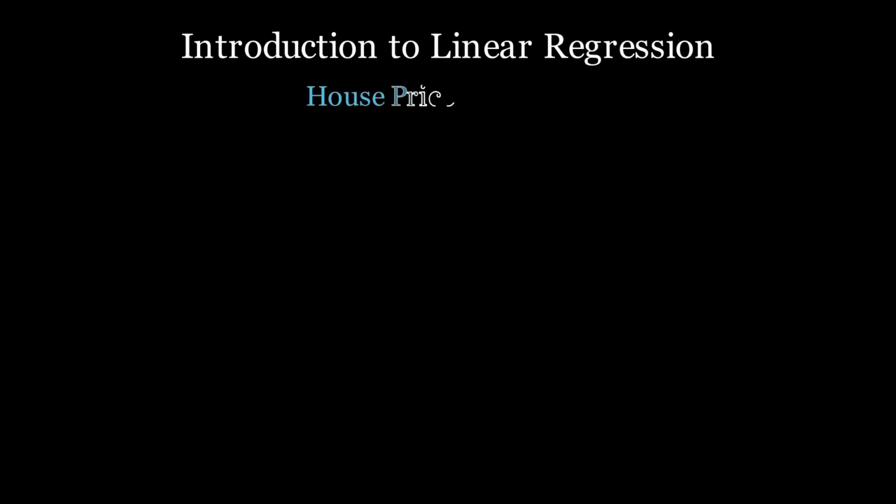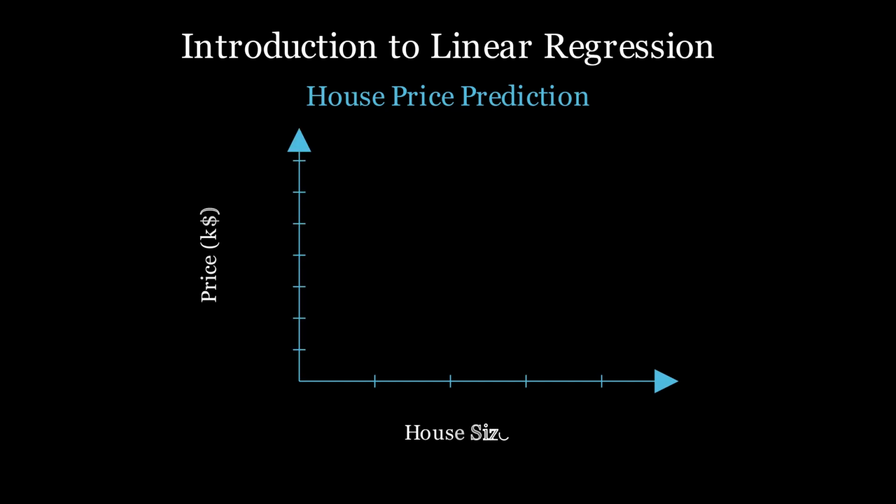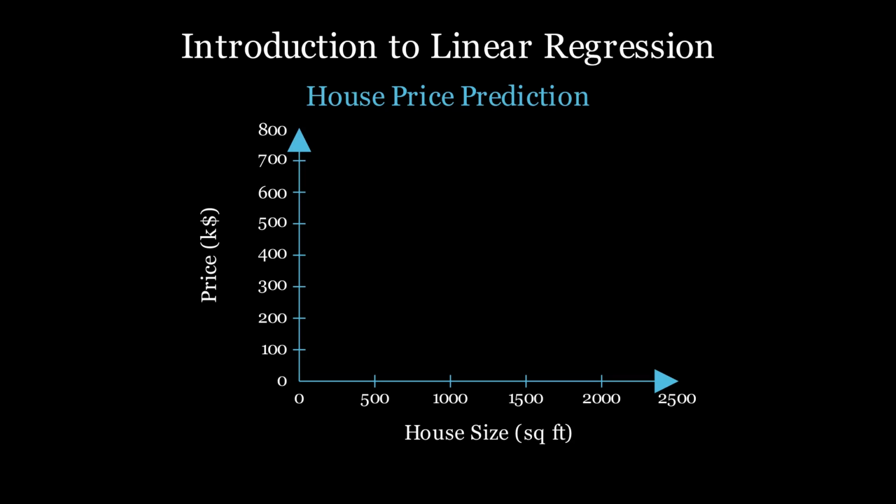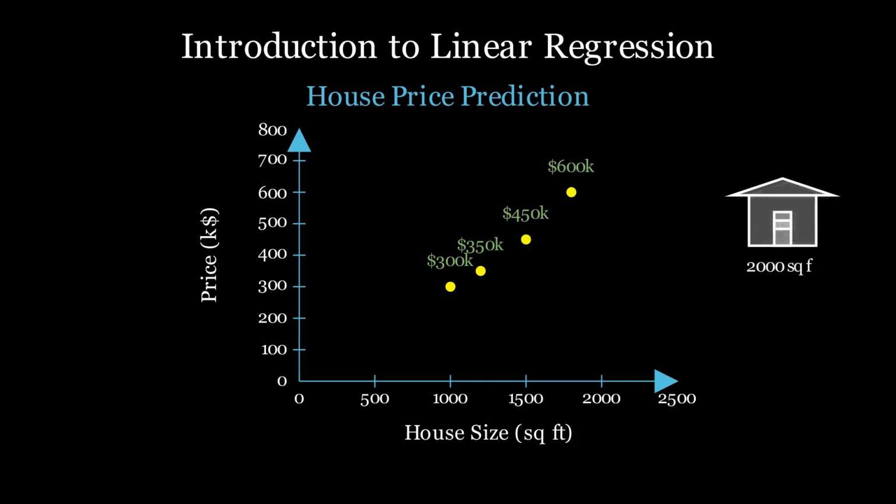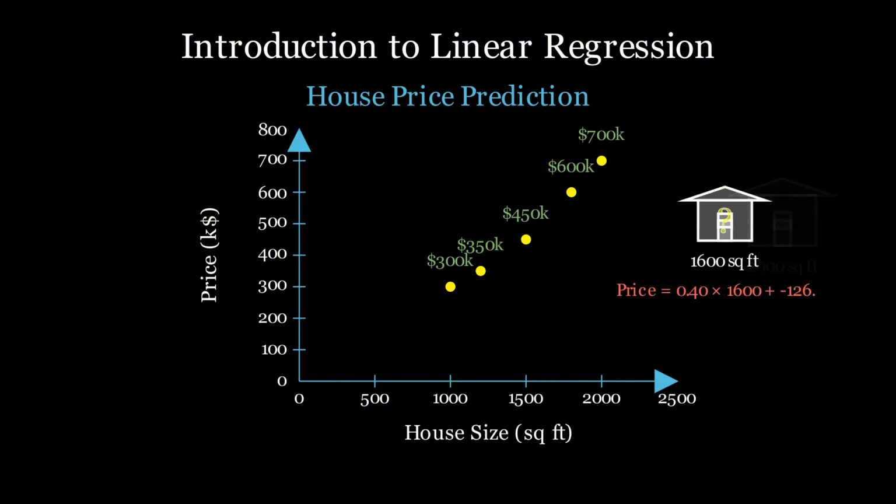Imagine that you're trying to predict the price of a house based on its features. In general, you know that with an increase in house size, the price of the house also increases. You have a set of data points, you decide to plot them on a graph, and visualize the relationship between these two measures. And eventually, you want to find out the price of a 1600 square foot house. It turns out that this house would cost you about 520,000 US dollars.